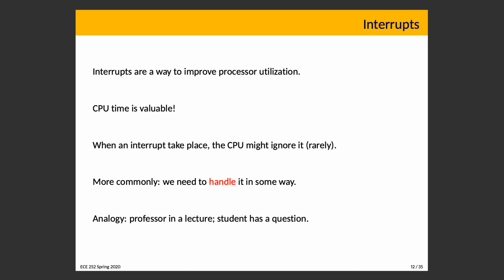So the CPU can issue a read from memory, work on something else, and then be interrupted when data has arrived from memory. Now, when an interrupt takes place, the CPU can choose to ignore it. That's usually fairly rare. Interruptions usually contain some sort of important information, or at least require some sort of response.